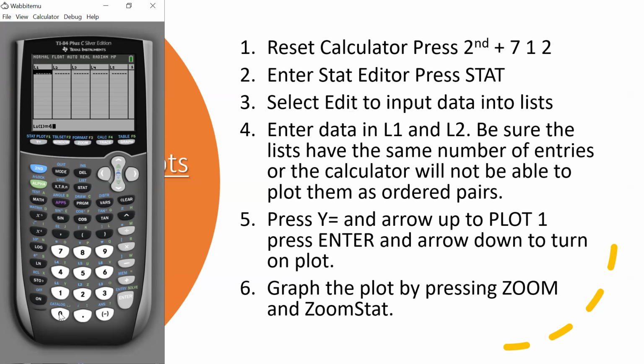So we have 40, 35, 30, 25, 20, 15. That's my L1. And my L2 are going to be my wind chill factors. And we have 30, 24, 17, 11, 4, and -3. Make sure for your negative, you're using the negative down by the decimal, not the minus sign, and hit enter.